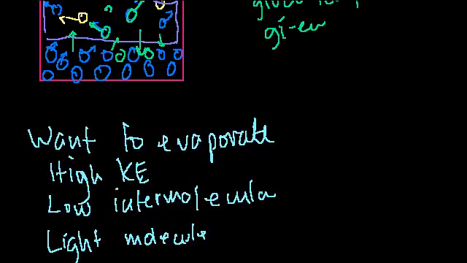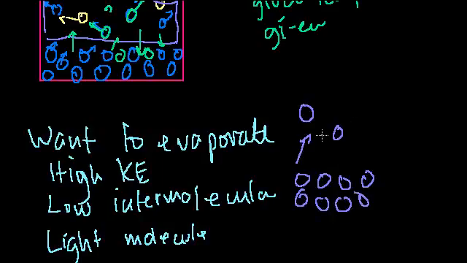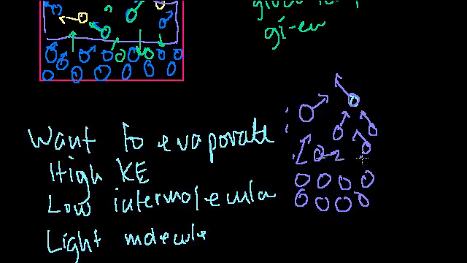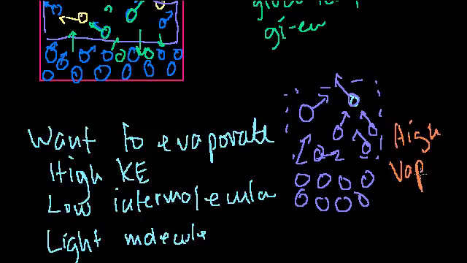Let me do it in a different color. Something that wants to evaporate really bad, a lot more of its molecules will have to enter into this vapor state in order for the equilibrium to be reached. So the pressure created by its vaporized, its evaporated molecules is going to be higher for it to get to that equilibrium state. So it has high vapor pressure.